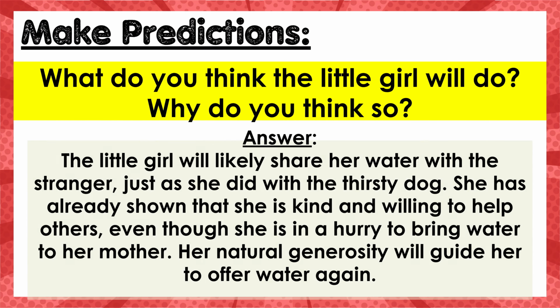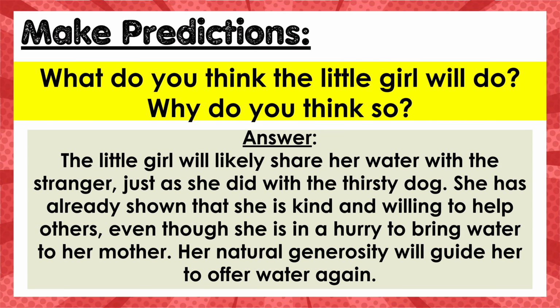What do you think the girl will do? Why do you think so? Possible answer: the little girl will likely share her water with the stranger, just as she did with the thirsty dog. She has already shown that she is kind and willing to help others. Even though she is in a hurry to bring water to her mother, her natural generosity will guide her to offer water again.